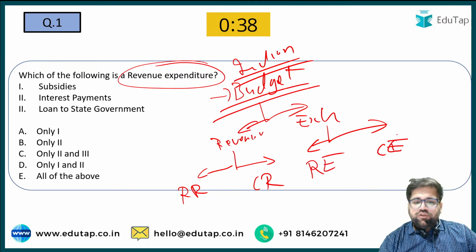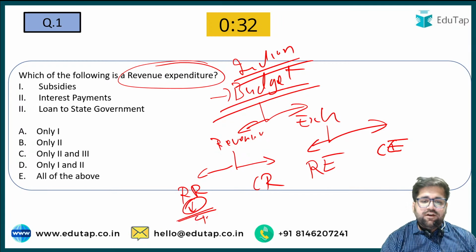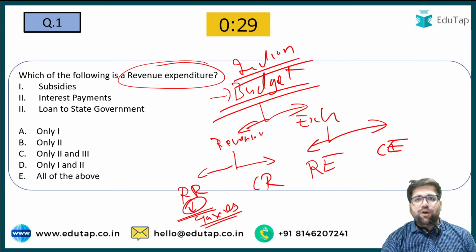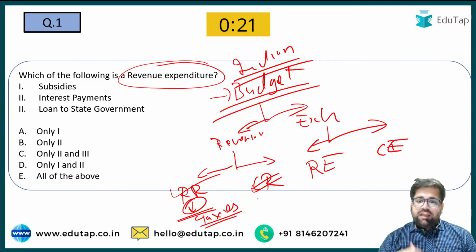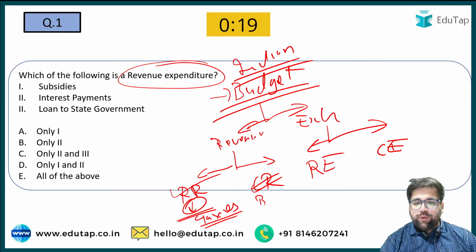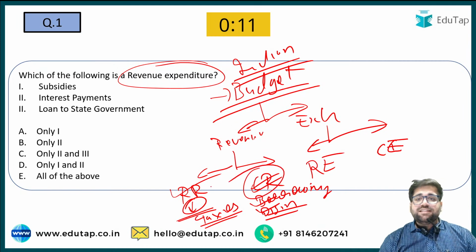What are revenue receipts? Revenue receipts are those receipts which are recurring in nature. For example, taxes. The government collects taxes every now and then. Capital receipts, what are capital receipts? These are non-recurring in nature. For example, borrowings from international institutions, or disinvestments. These are different types of capital receipts, which are non-recurring in nature.